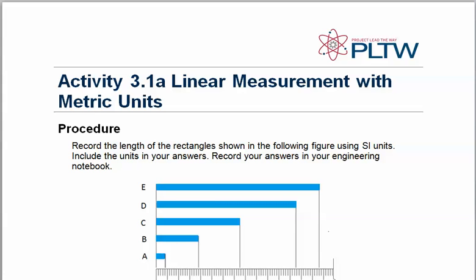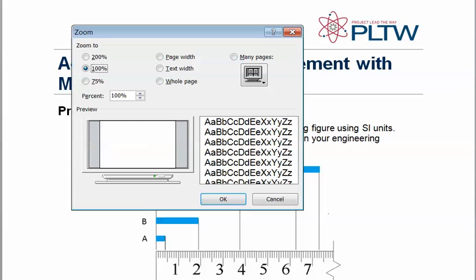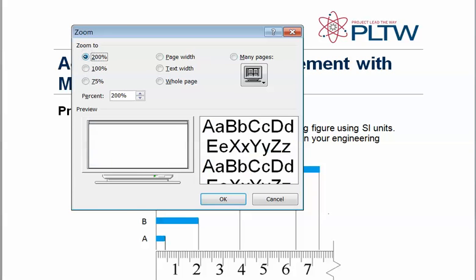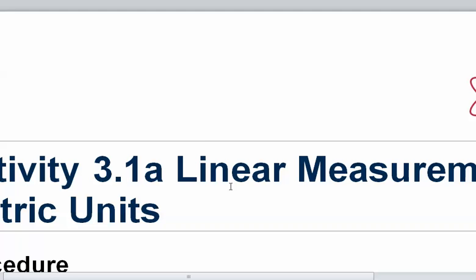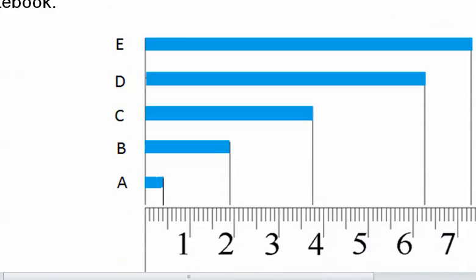Today we're going to be taking a look at Activity 3.1a, Linear Measurement with Metric Units. In this first part of the assignment, they ask us to record the lengths of these different measurements. I'm going to zoom in on this a little bit, and I think it makes it easier to see. Well, we can just barely see it. A is right over here.